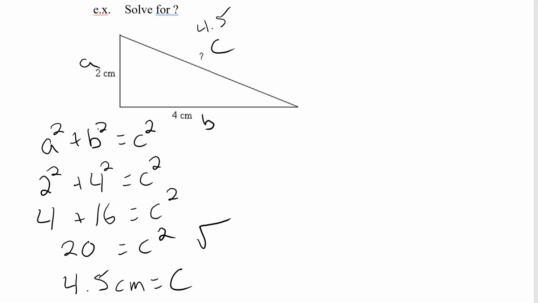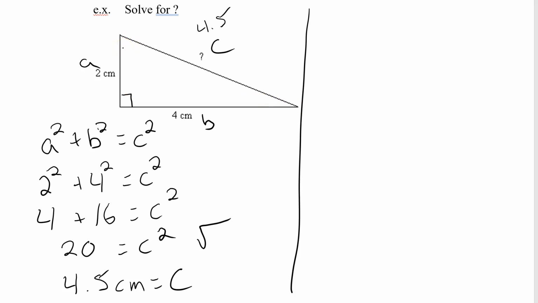So the question mark, trig didn't work, but we have other tools that are methods. We've got Pythagoras, a squared plus b squared equals c squared. Now just for fun, let's solve the actual triangle. So I know this isn't part of the question, but we'll do it anyway. We know all three sides, 2, 4, and 4.5. We know this angle here. Well, that's 90.